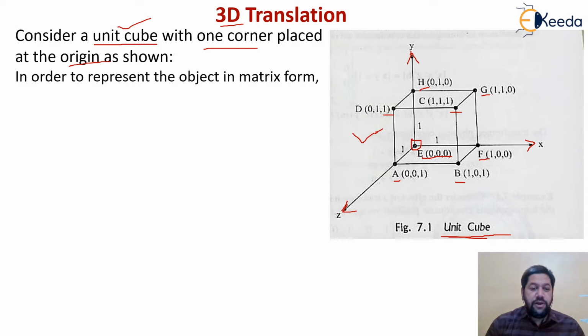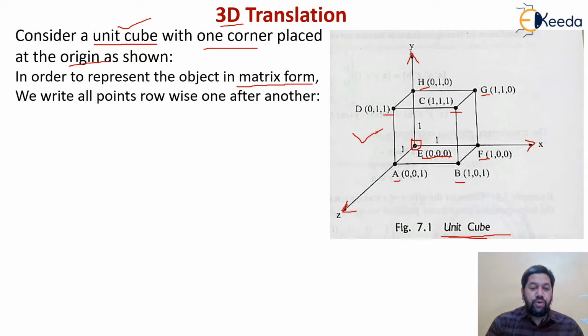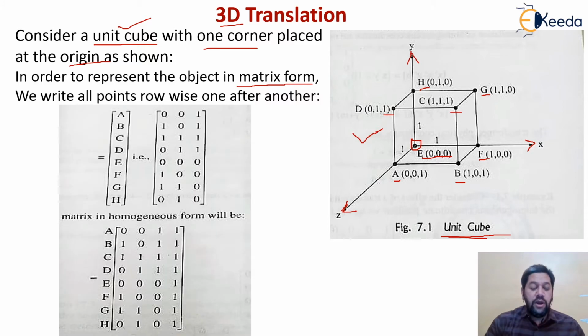In order to represent the object in matrix form, we write all the points row wise one after another, meaning A, B, C, D, E, F, G, and so on. Just look at how it is represented. This is my object, the unit cube, with the points A, then B, then C, then D, E, F, G, and H. We have seen that the E point has the value 0, 0, 0.